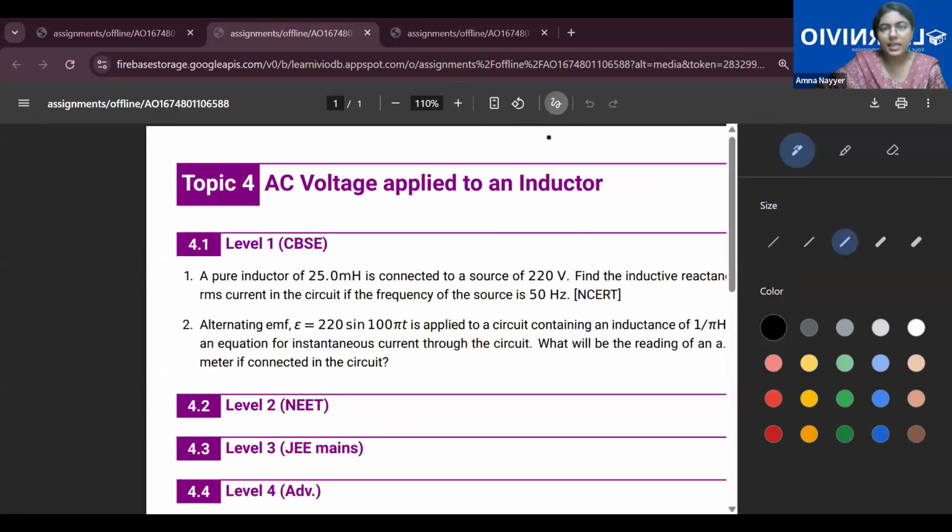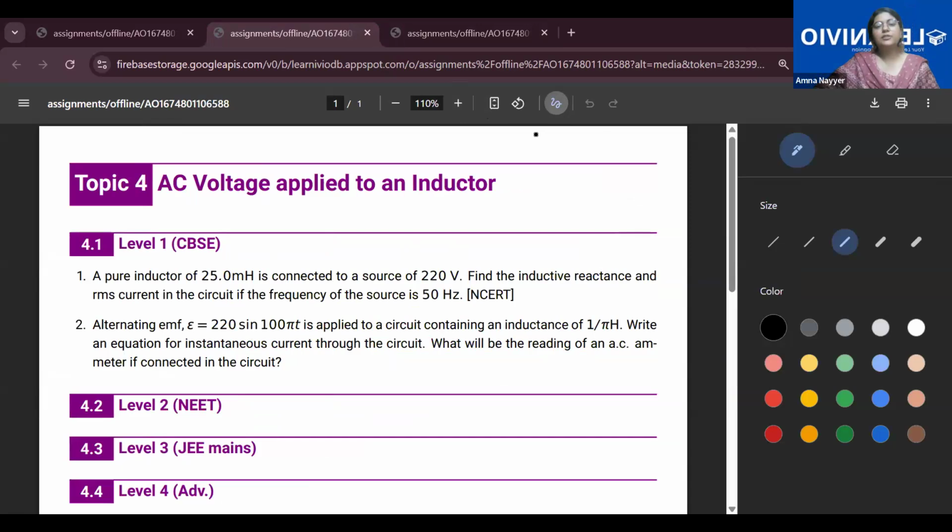Okay, ma'am. Second is AC voltage applied to an inductor. The first one says a pure inductor of inductance 25 millihenries is connected to a source of 220 volt. Find the inductive reactance, XL is missing, and the IRMS current in the circuit if the frequency is 50 hertz.